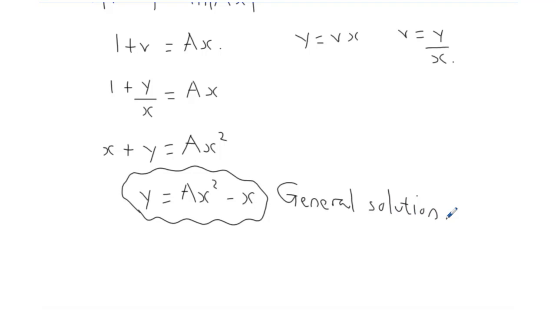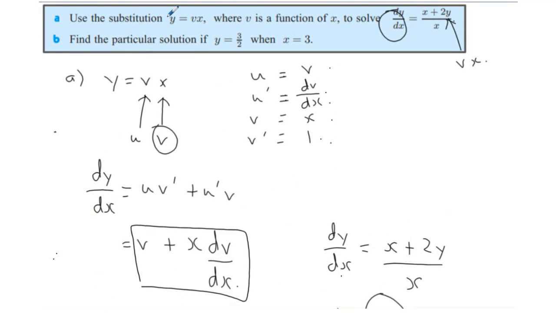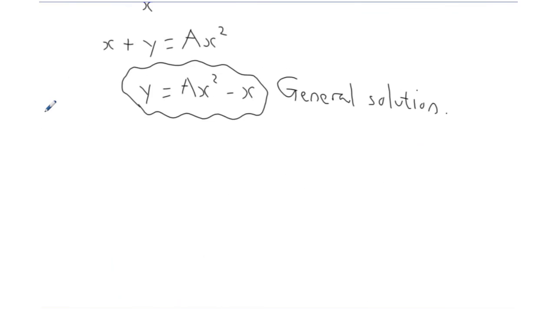Which means we've finished part A, and now we can go on to the particular solution. So find the particular solution if y equals 3 over 2 when x equals 3. So part B, y equals 3 over 2 when x equals 3. Okay, so we just substitute in for x and y.